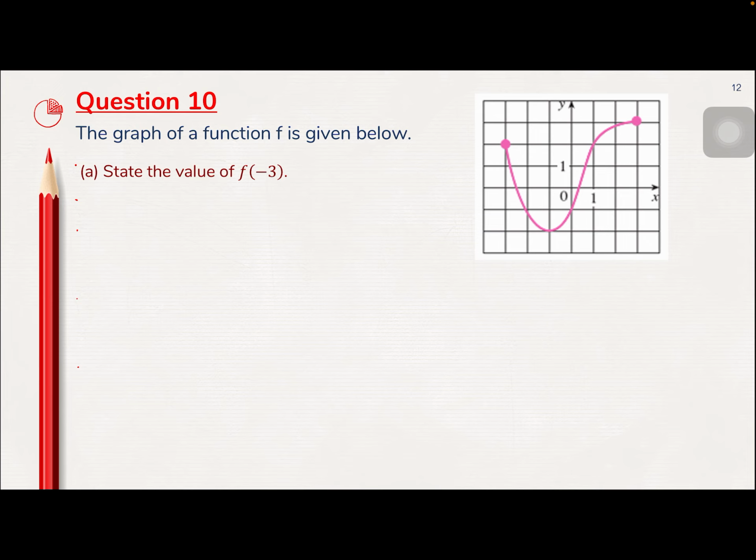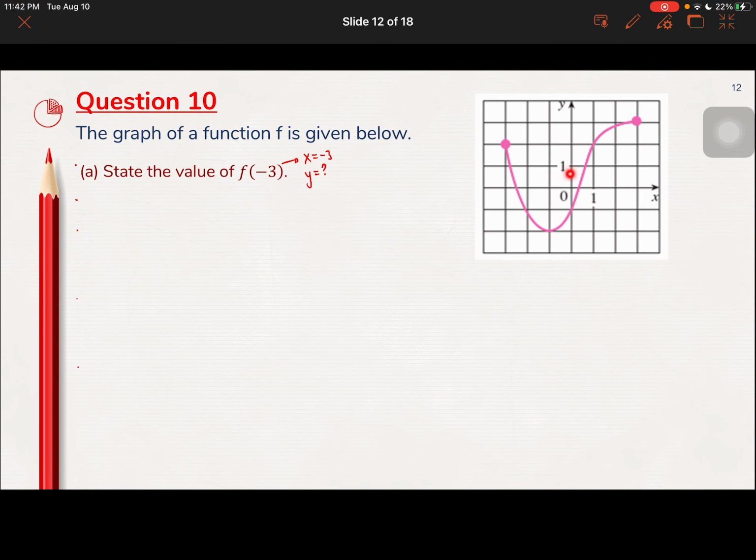State the value of the function evaluated in -3. From here, the thing that you need to get is that when x is -3, what is the value of y? So we need to look on the function, and from the origin we go 1, 2, 3 to the left, and we need to find the function, and we see a point here. So when x is -3, the value of y is 2, and that is going to be the answer here.